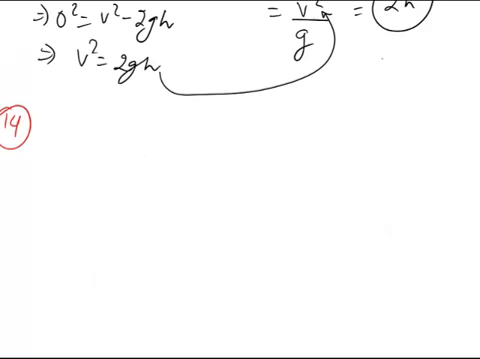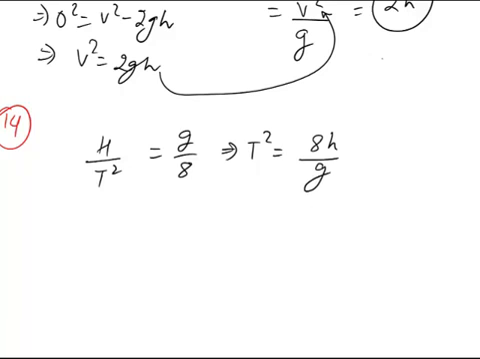height h, then the time of flight of the stone would be. It is the same question as question number 11 and question number 12, where the ratio of h over t square comes out to be g over 8. So we can write time squared as 8h upon g, and t comes out to be 2 root 2 under root of h by g. That is option number B.